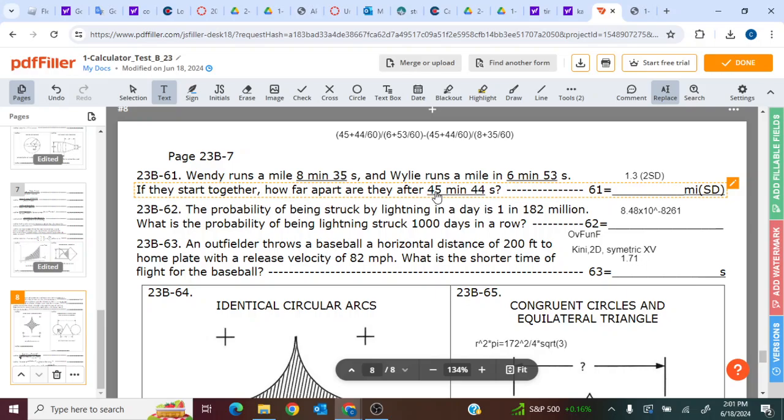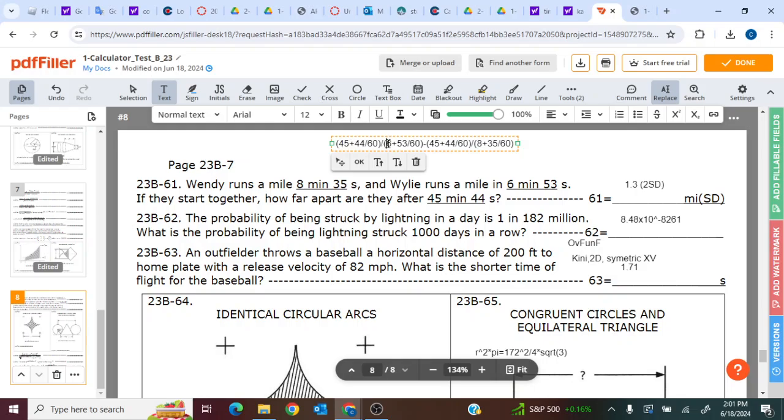So in this case, if you divide this time by the time it takes to run a mile, it's 45 minutes and 44 seconds, and it does 6 minutes, 53 seconds per mile. That means they can run this time over this time many miles. You have to do the same thing, figure out how far Wendy has run using that same methodology, and then subtract their distance to get your final answer of 1.3 miles.